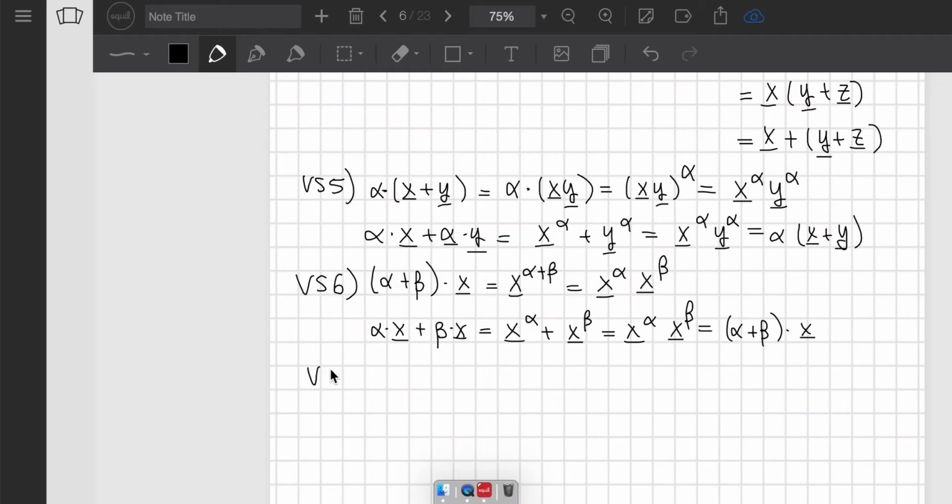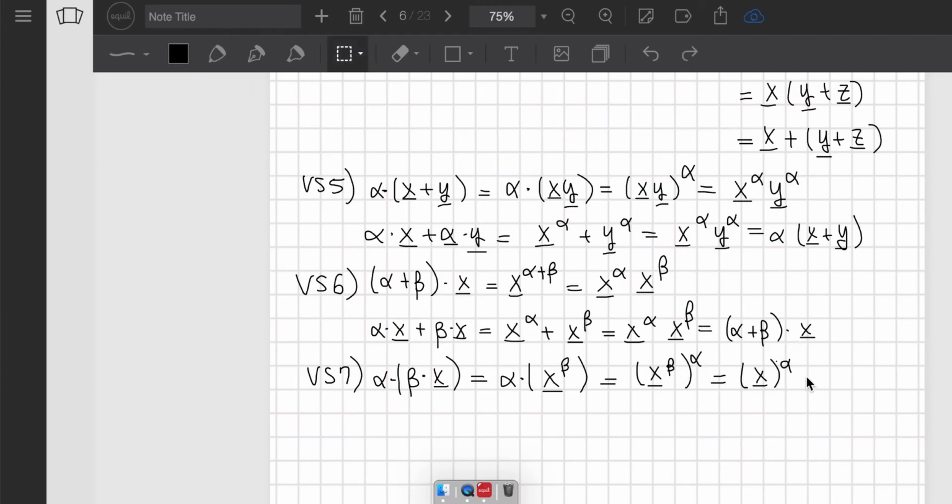Let's now prove the associativity of scalar multiplication. So if we have alpha times beta times x, this is equal to alpha times x to the power of beta, and this is equal to x to the power of beta to the power of alpha. Using the properties of the real numbers, we can write this as x to the power of alpha beta. Actually, if we wanted to be very precise, this is equal to x to the power of beta times alpha, and using the commutativity of the positive real numbers, we can write this as x to the power of alpha times beta.